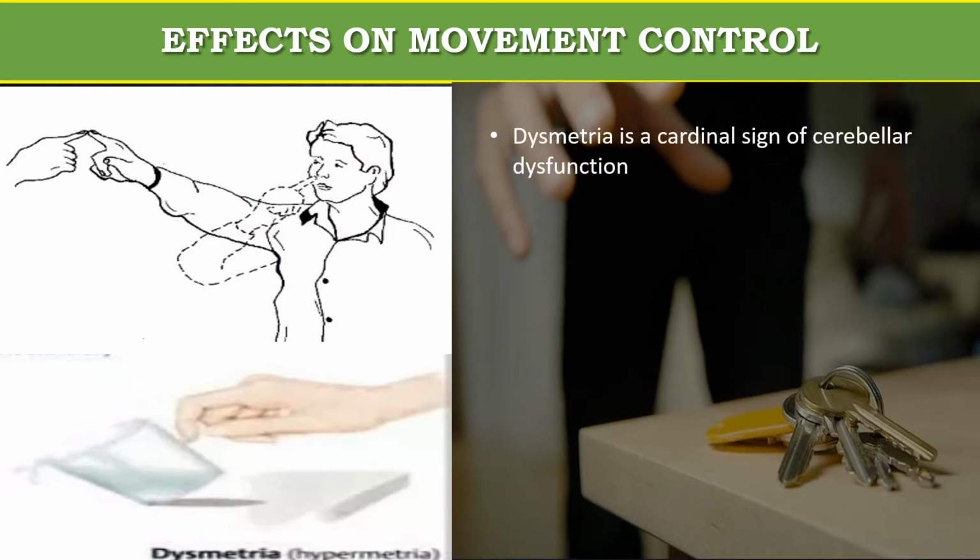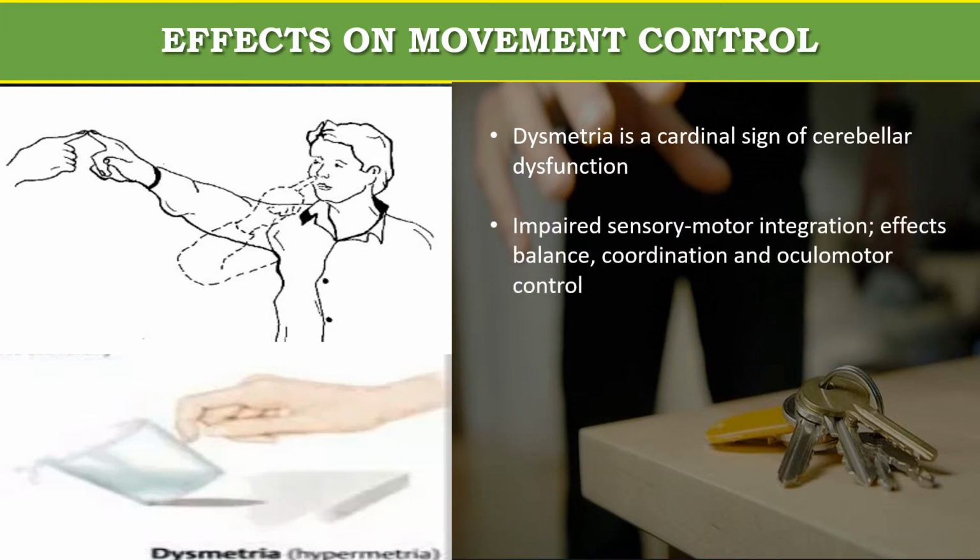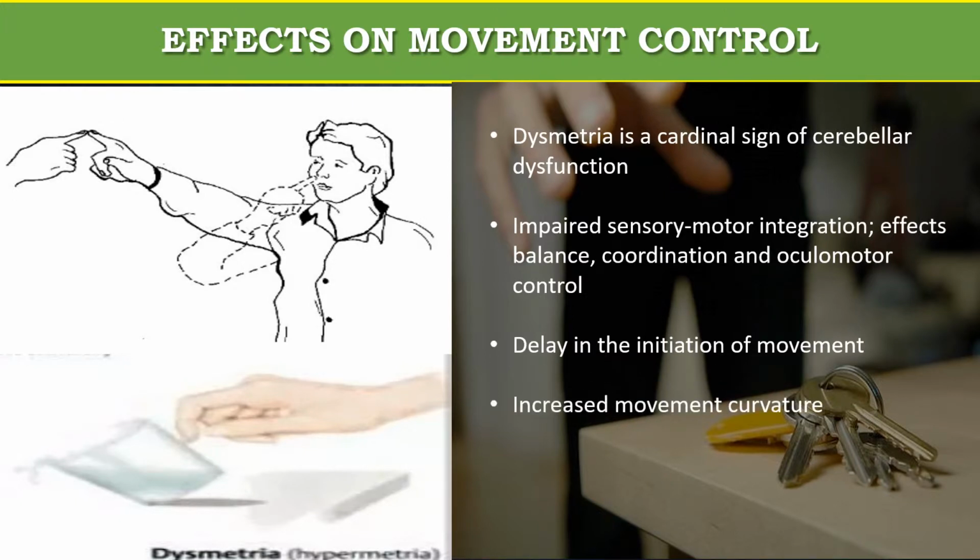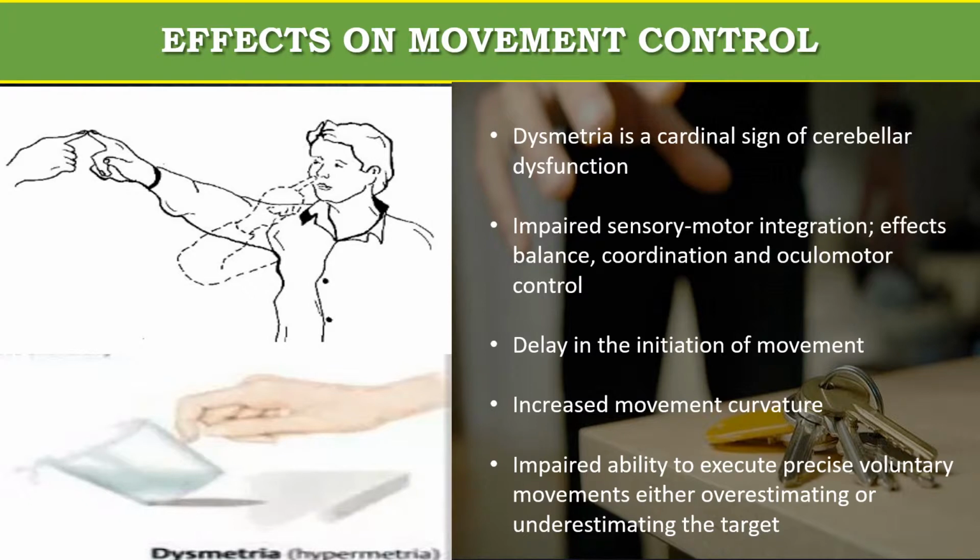Dysmetria is a manifestation of abnormal cerebellar function, hence the disturbances in balance, coordination, and ocular motor control. The net result is impaired sensory motor integration, which affects the ability of the muscles and joints to respond and adapt to the many interactions between the body and the environment. Ultimately, this affects the ability of the person to execute goal-directed movements with control and accuracy.